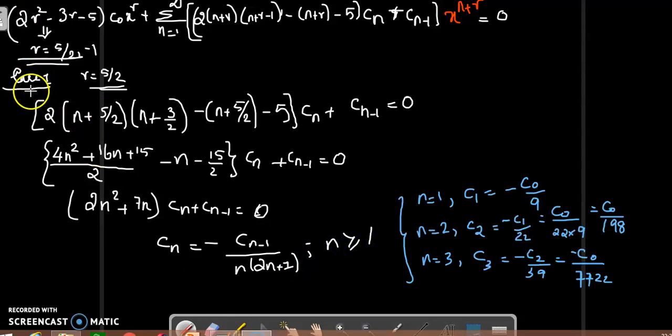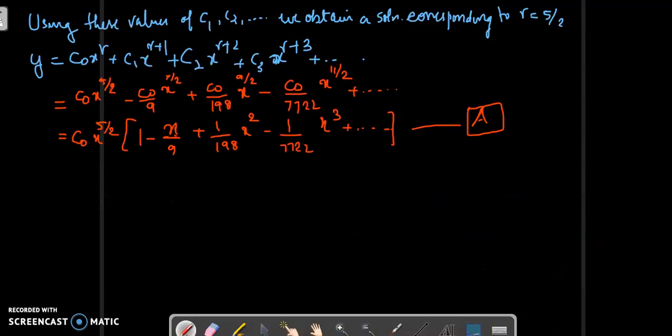Okay, let's start case 1. I have substituted r = 5/2 in the above equation, and I equated the coefficients. This is what I get. Now my Cₙ will be −Cₙ₋₁ / (n(2n + 7)). For n = 1, 2 and 3, I am calculating up to 3 coefficients. I get C₁ = −C₀/9, C₂ = C₀/198, C₃ = −C₀/7722. Now with these values of C₁, C₂, C₃, I am going to write one part of the first solution.